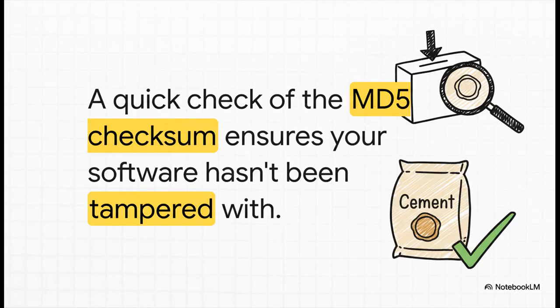Now here's a really critical part of that first step, verification. Before you even think about building, you have to be sure your materials are the real deal. You do this with something called an MD5 checksum. It's basically a unique digital fingerprint. By comparing the fingerprint of the file you downloaded to the one the developers provide, you can be positive it hasn't been messed with. It's kind of like checking the seal on your bags of cement.